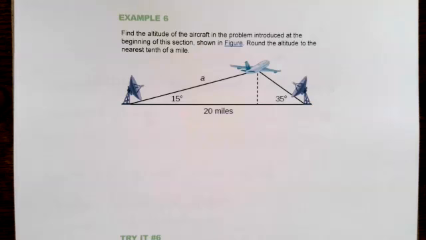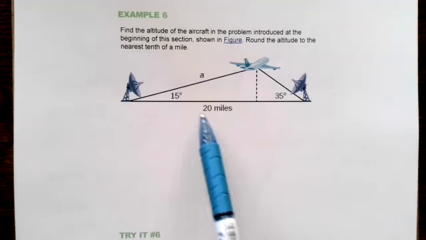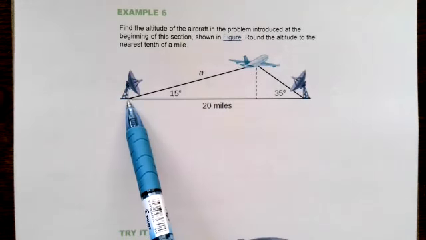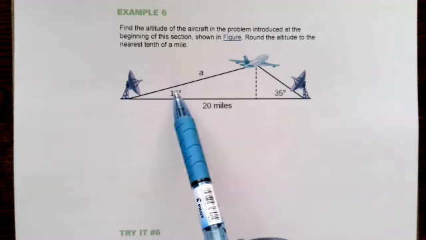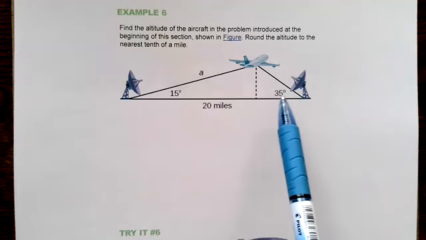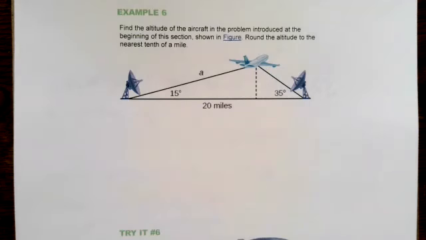And now we have all the tools that we need in order to solve the problem posed at the beginning of this section. Just to remind you, we have two stations that are 20 miles apart, and there is an airplane in the air. The angle with the ground from the first station is 15 degrees. The angle with the second station is 35 degrees. Can we figure out the height at which the airplane is cruising?